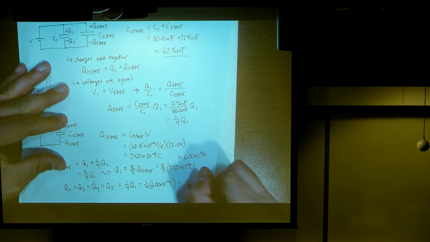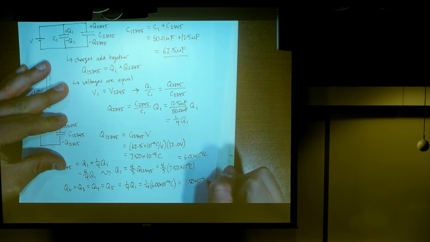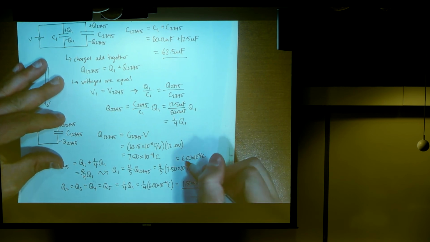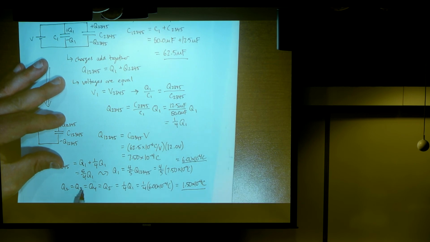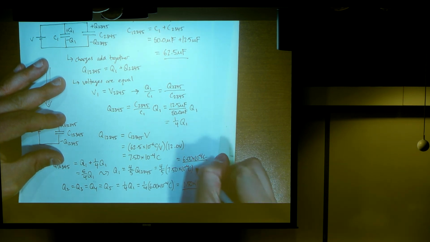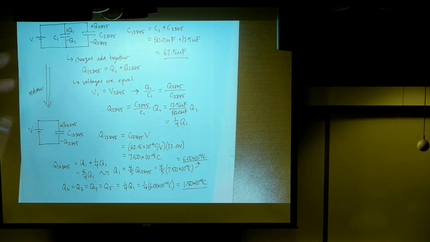1.5 times 10 to the negative 4. I should have said negative 4. 1.5 times 10 to the negative 4 coulombs. Okay, so that's the result. 2, 3, 4, and 5 all have this much charge, 1.5 times 10 to the negative 4 coulombs, and then Q1 has this much charge, 6 times 10 to the negative 4 coulombs. So we've solved the entire circuit by combining things in parallel and series.